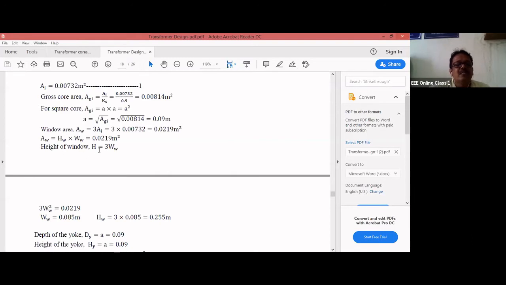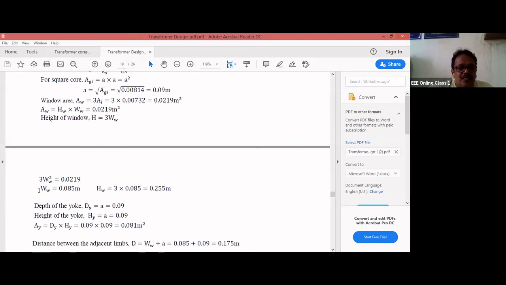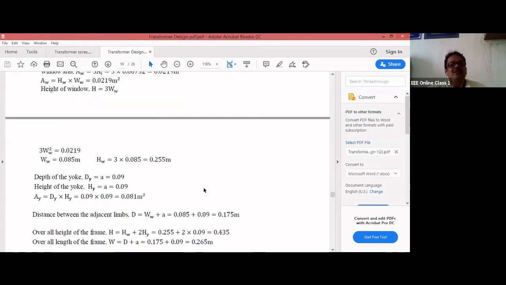So height of the window is 3 times the width. So 3 into WW into WW, what you get here? 3 WW square is equal to 0.0219. From this you can calculate the width of the window. Likewise, you can calculate the height of the window, which is 3 times the width. So once again, you have to find the main dimensions, the overall length of the frame and overall height of the frame.